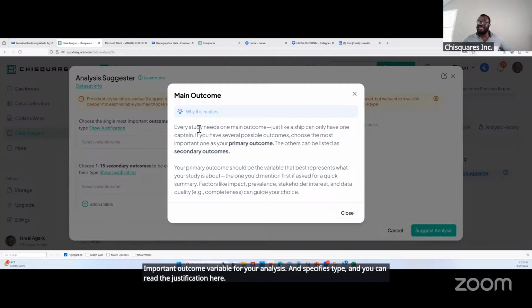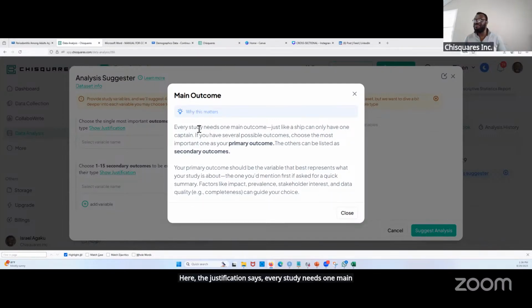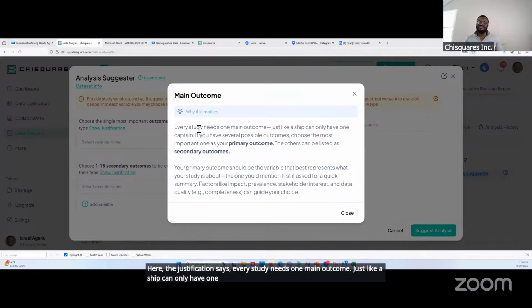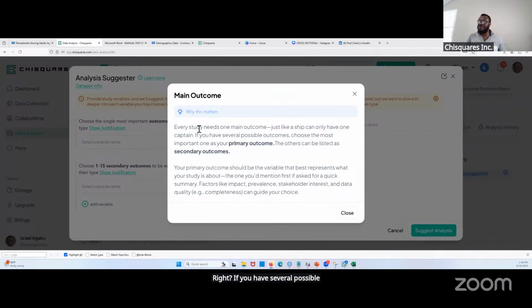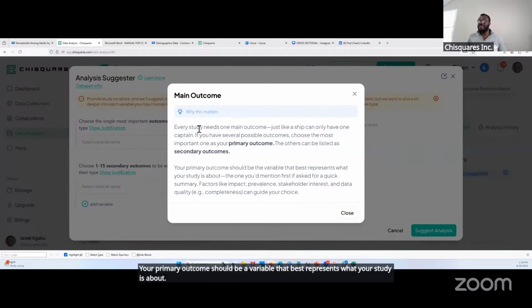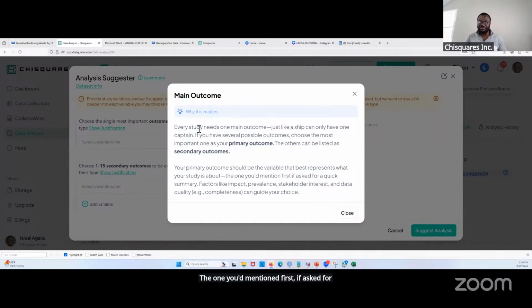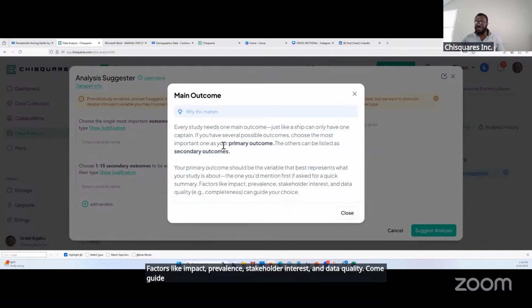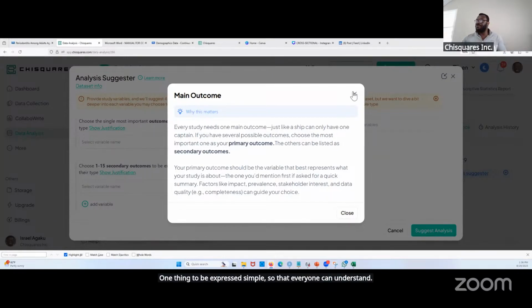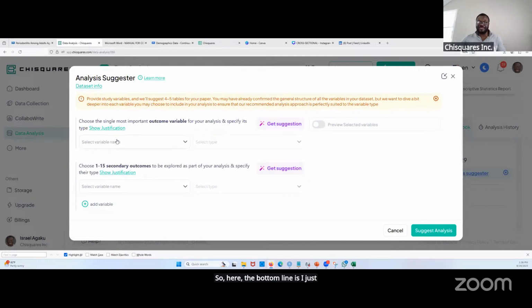Here, the justification says, every study needs one main outcome, just like a ship can only have one captain. If you have several possible outcomes, choose the most important one as your primary outcome. The others can then be listed as secondary outcomes. Your primary outcome should be a variable that best represents what your study is about, the one you'd mention first if asked for a quick summary. Factors like impact, prevalence, stakeholder interest, and data quality can guide your choice. So this is written in a way that is very simple. We don't like complexity at Chi-Squares. We want things to be expressed simply so that everyone can understand. So the bottom line is I just select the most important variable for my analysis.